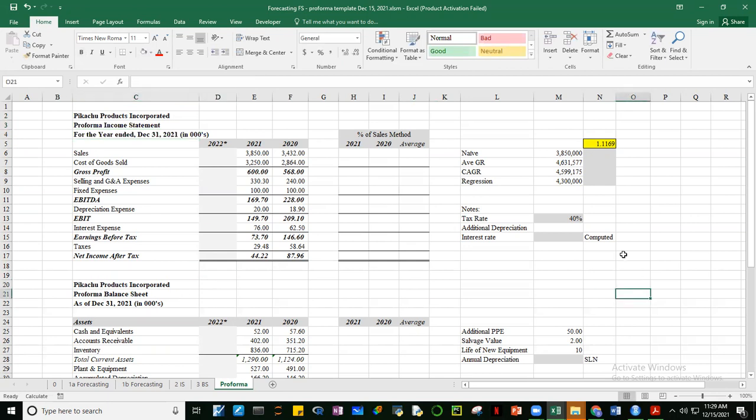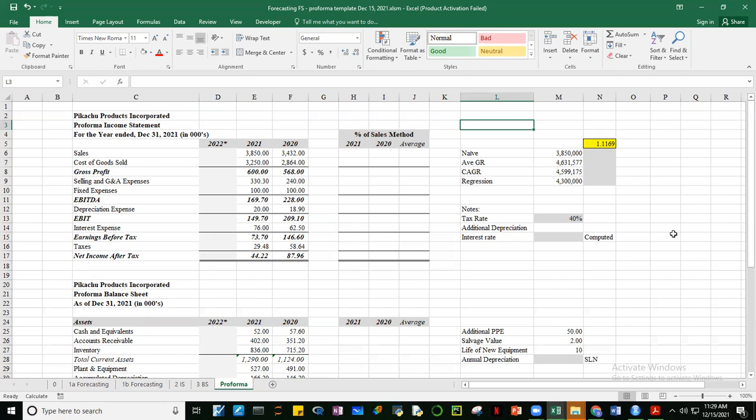All right. Okay, now there are different ways to forecast financial statements. One of the most popular ones is what we call the percentage of sales method. So ito yung gagamitin natin, guys, na method, no? Now, bakit ginagamit si percentage of sales method? For several reasons. Number one, it's very easy to implement, no? It's very easy to use this method.